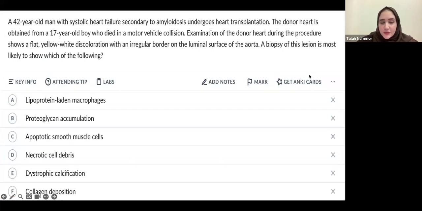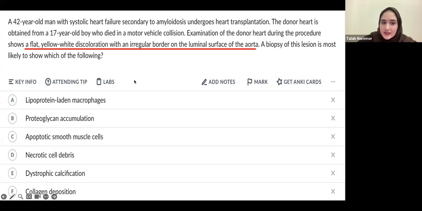So we have a 42-year-old man. He has systolic heart failure secondary to amyloidosis, okay? And the donor heart is obtained from a 17-year-old boy who died in a motor vehicle collision. When we examined the heart, we saw a flat yellow-white discoloration with an irregular border in the luminal surface of the aorta. A biopsy of the lesion is most likely to show which of the following, guys.